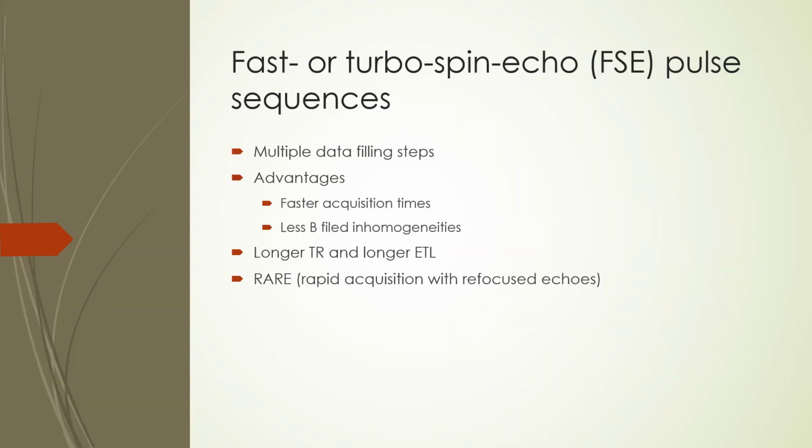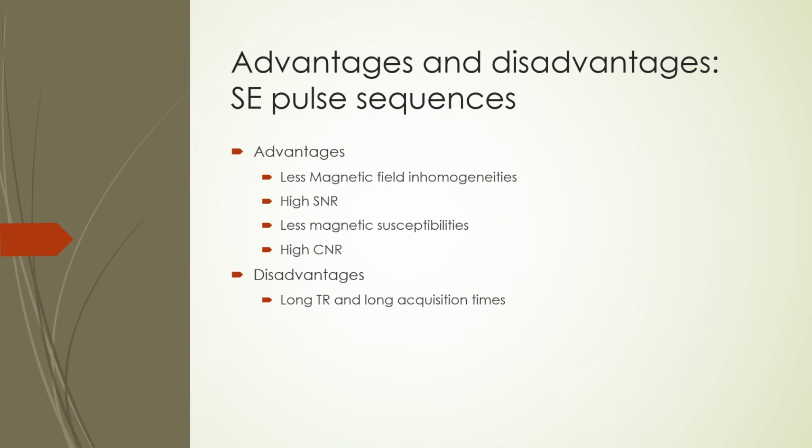Fast spin echo, or FSE, techniques use multiple 180-degree refocusing pulses with corresponding digital data acquisitions per repetition time interval. FSE techniques have the advantage of a spin echo image acquisition, namely immunity from external magnetic field inhomogeneities, but image acquisition is 4 to 16 times faster. FSE is also known as turbo spin echo or RARE, which is rapid acquisition with refocused echoes. A summary of spin echo pulse sequences and their advantages are shown here.